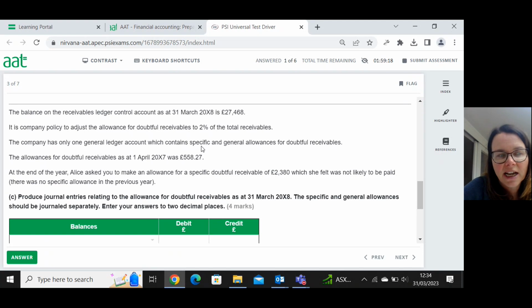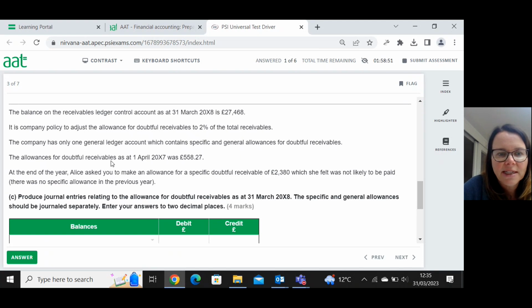So remember, a specific allowance is where it's a particular customer. You don't want to write it off as irrecoverable just yet. You still think there's a chance that you're going to get the money. And then the general allowance is what this is talking about. We don't know who it is that's going to go bad, but we know based on past history that usually 2% does. So, specific and general allowances.